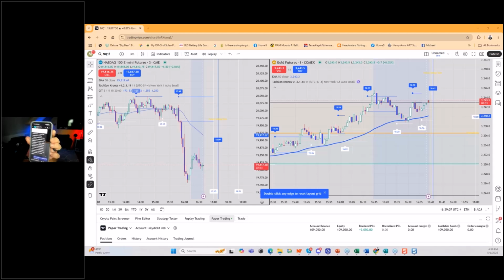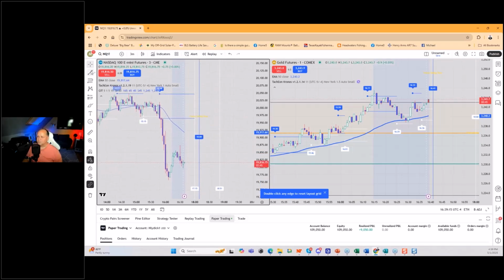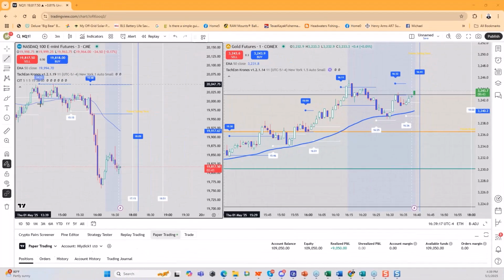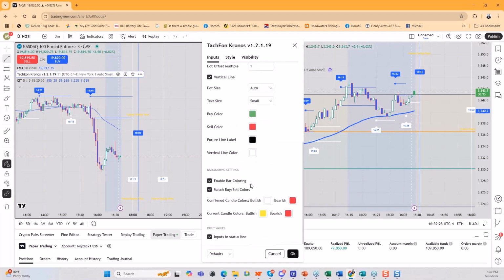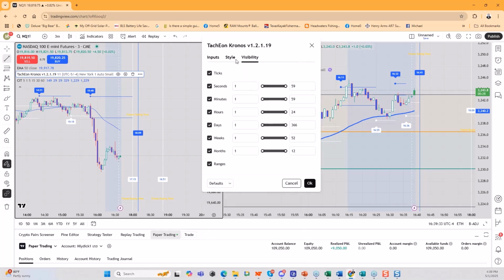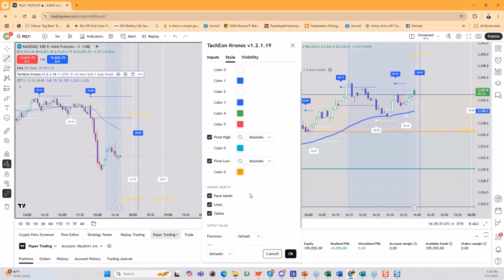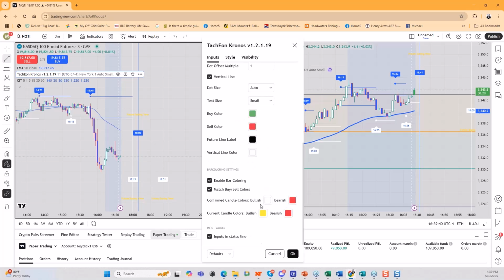That's the text from today, based off of this chart. What we're able to do with Kronos, which is the version of this for TradingView, is a little limited because of the platform, but I'll make the color change in here so we can see it a little better. Visibility, style. I want to change that yellow to a black. Future line color, vertical line.